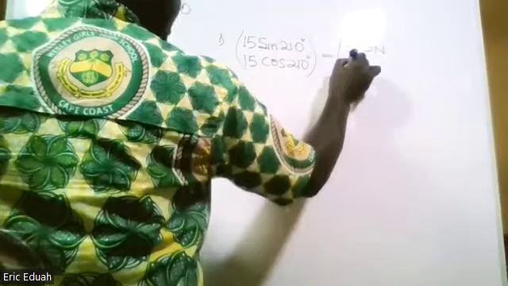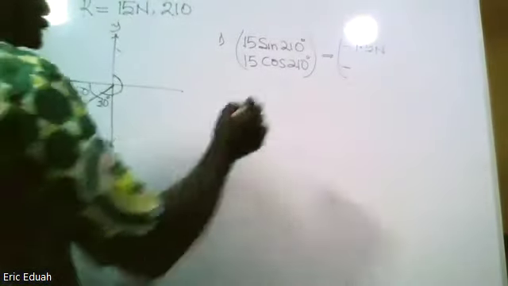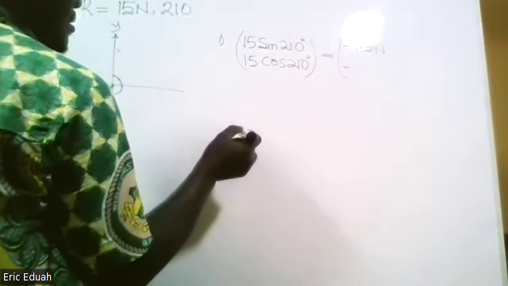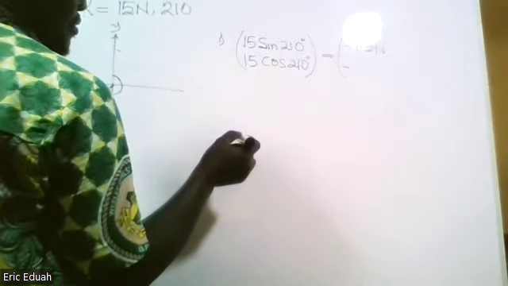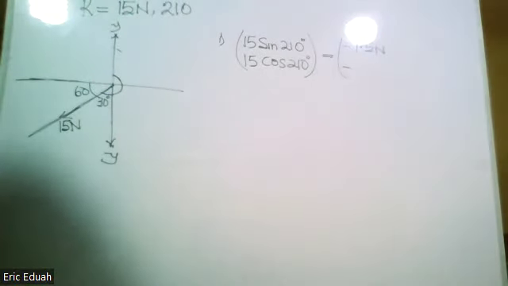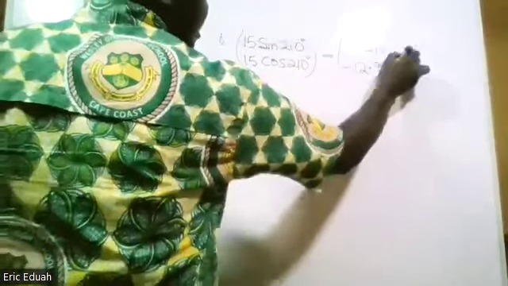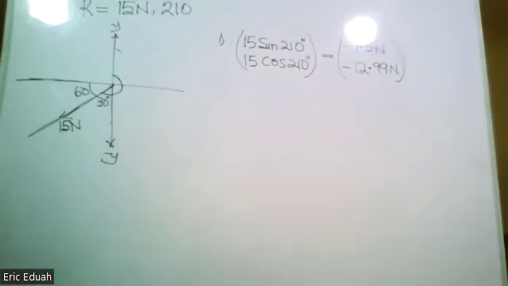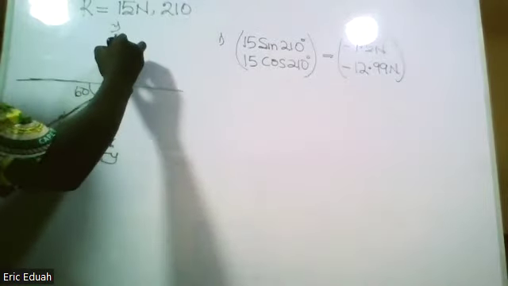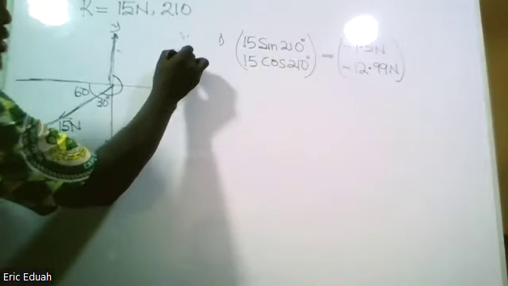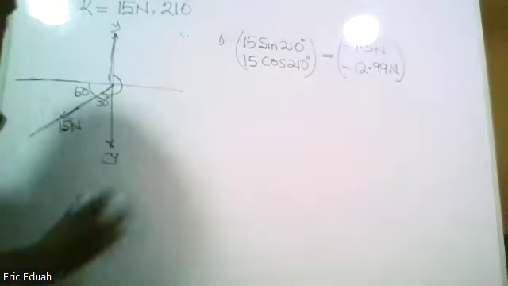And this is also negative 12.990. So how did I do this? Once I'm considering the angle it makes with the y-axis, the other will be sine cos. So this is one solution.